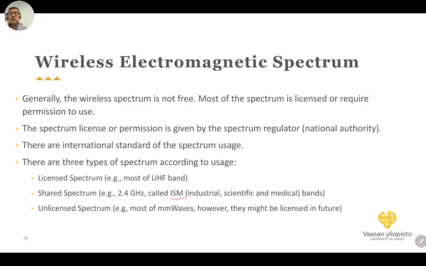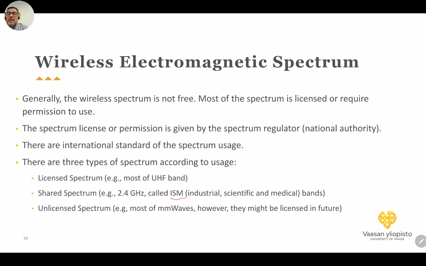So it is actually very tricky how to use this shared spectrum, and it is very, very important. There are many, many systems working in the ISM band. Just to count a few of them: Bluetooth, Zigbee, Wi-Fi, and many other systems like the long range ones, the Sigfox system. A lot of systems are using these ISM bands. But because it is free, there is no guarantee for the quality in these bands. Of course, now with advanced techniques of modulation, demodulation, interference cancellation, antennas, and beamforming, we have a lot of technologies that make it possible for many services to use these free bands.